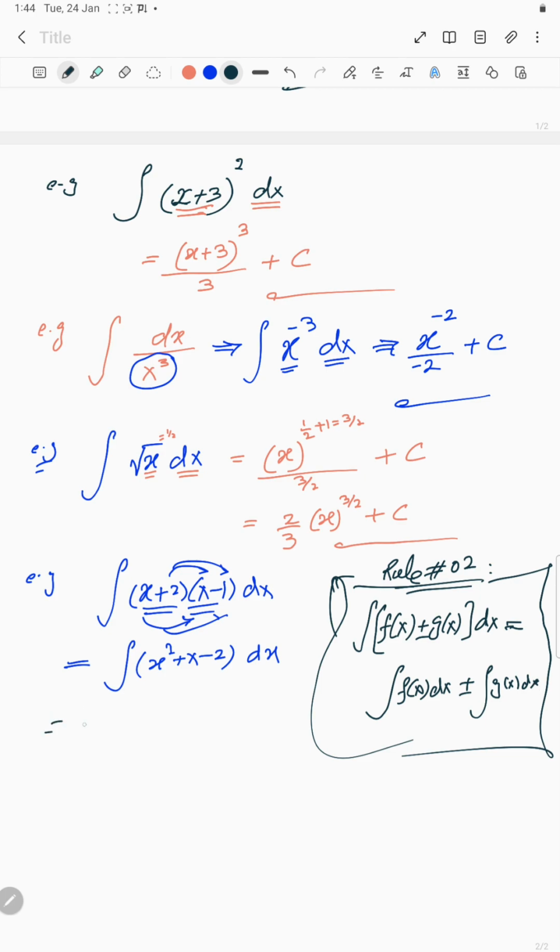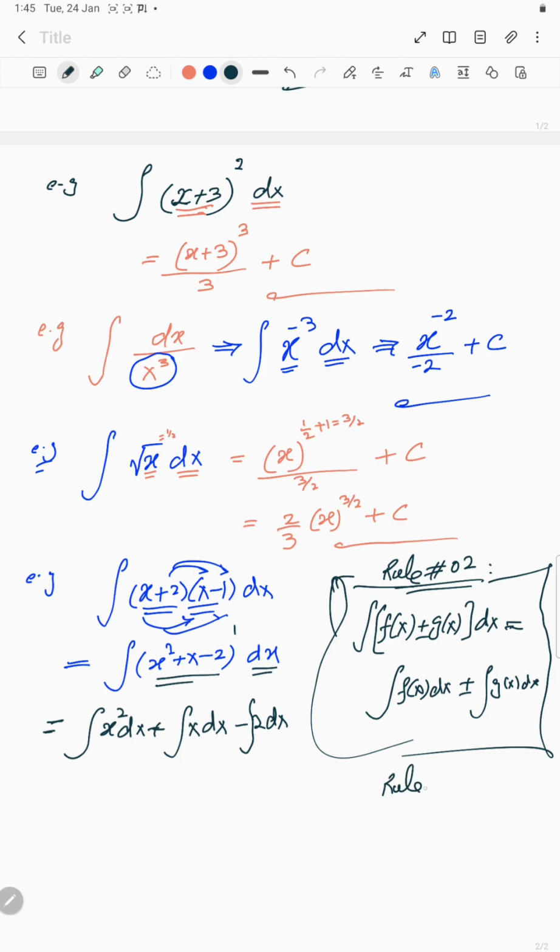So here you can see this function has power 1 and a common differential and common integral, so you can split them like integral x squared d of x plus integral x d of x minus integral 2 d of x.